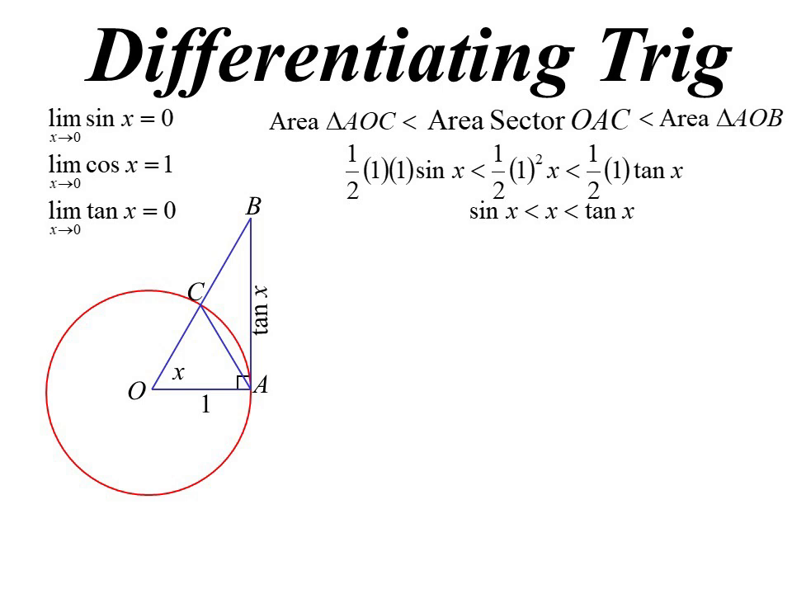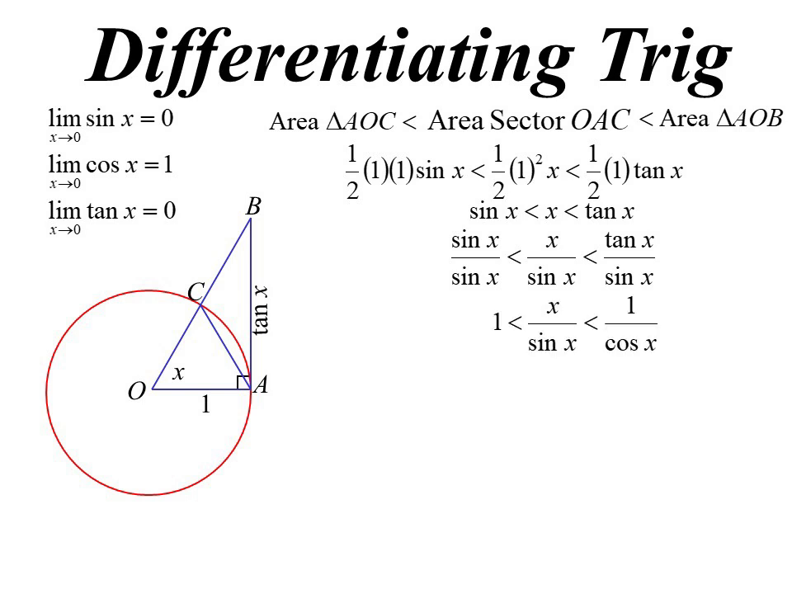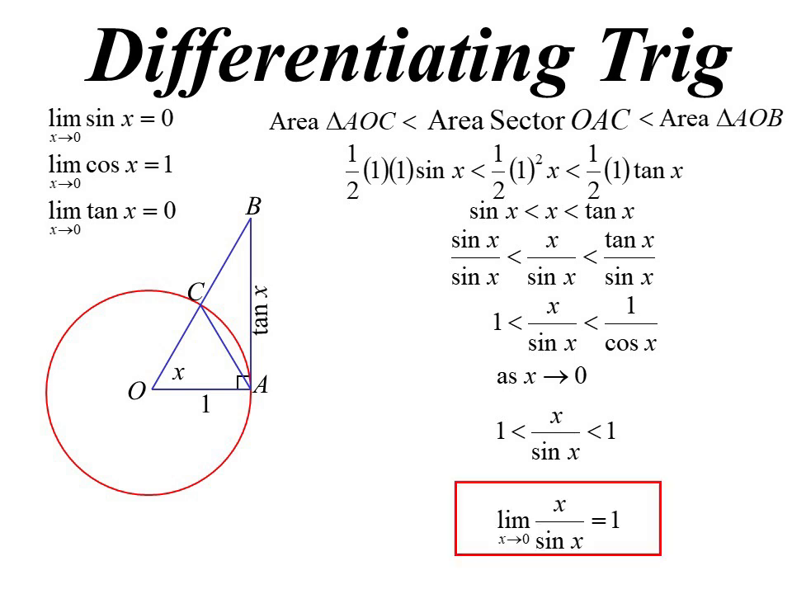I'm going to divide all of that by sine x, and I get this interesting result that 1 is less than x on sine x is less than 1 on cos x. But if I just consider when x is approaching 0, the right hand side becomes 1 as well, because we said cos x is going to approach 1. So we're saying x on sine x is in between 1 and 1. Therefore, that limit must be 1. It's what's known as the small angle theorem. If you're working with very small angles, the sine of the angle is approximately the same as the angle itself. This is going to be useful for what we want to do, this particular limit.